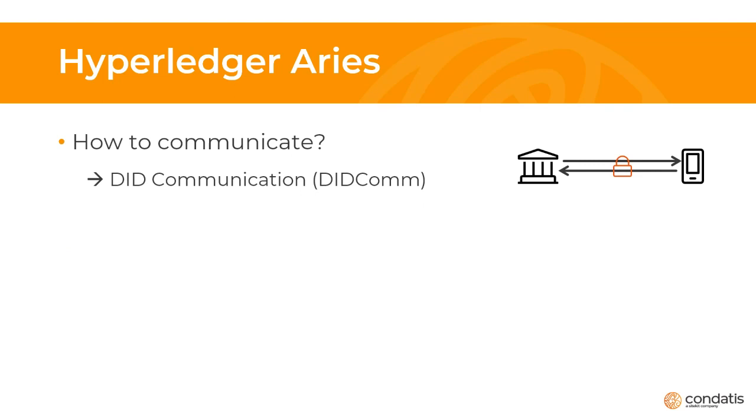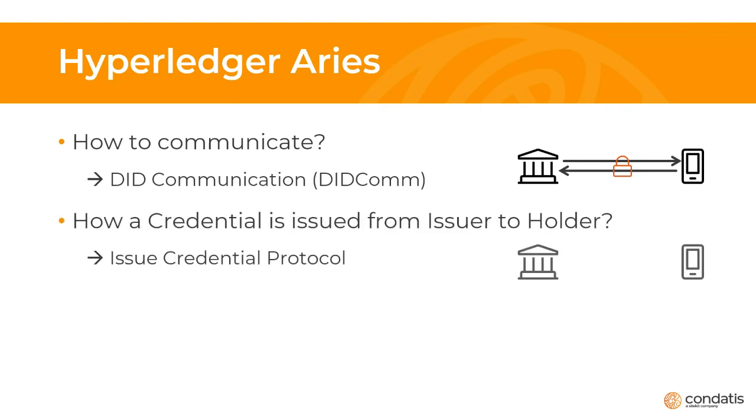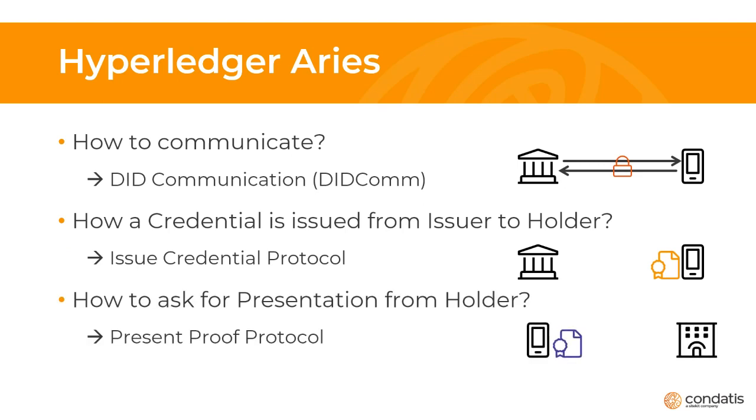The communication is based on establishing a connection between two agents, for example, issuer and holder. And once they have an established connection, they can send messages by following specific messaging protocols defined in Aries. An example of an Aries protocol is the issue credential protocol, which describes how an issuer can issue a verifiable credential to a holder. Another one is the present proof protocol, which describes how a verifier can ask a holder to share a verifiable presentation with the verifier.